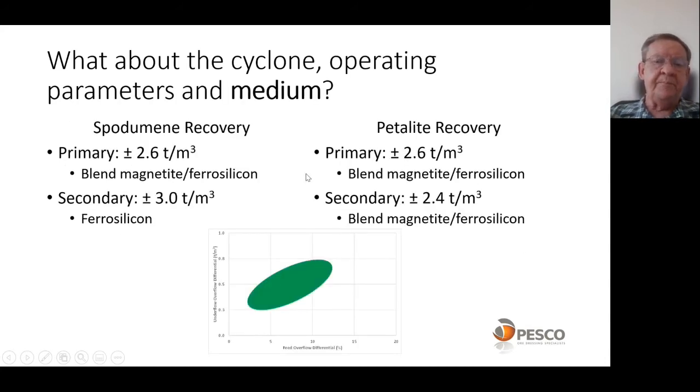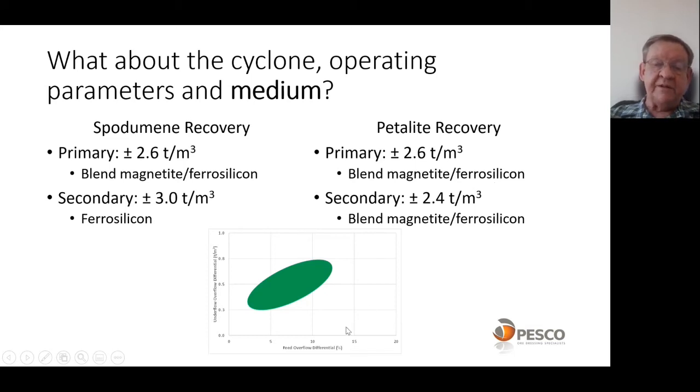What about the medium? If we look at spodumene recovery, the primary cut density is going to be around 2.6. Here we have to use a blend of magnetite and ferrosilicon, whereas for the secondary at a cut density of 3, we can use ferrosilicon. For petalite recovery, the primary will also be around 2.6. We have to use a blend of magnetite and ferrosilicon. And the secondary at 2.4, we have to use a blend of magnetite and ferrosilicon, but it's different to the blend used at 2.6.